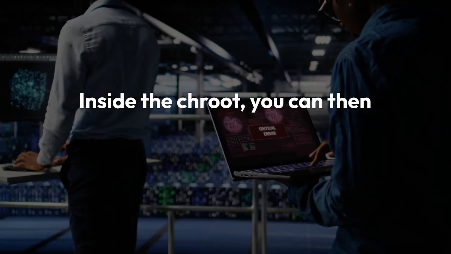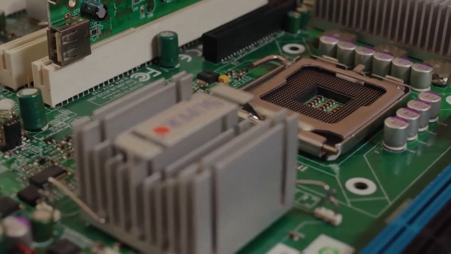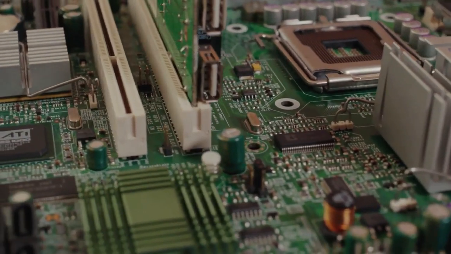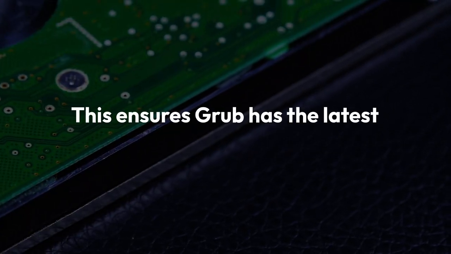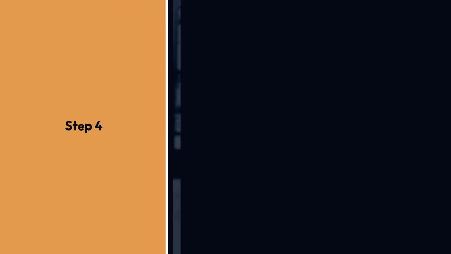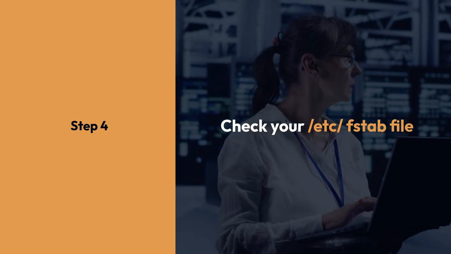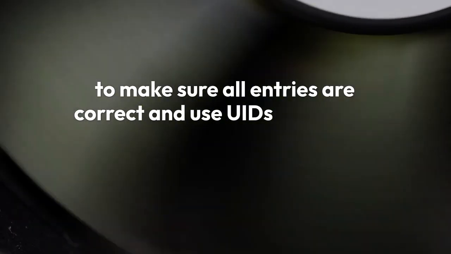Inside the chroot, you can then update your GRUB configuration by running sudo update-grub and sudo grub-install /dev/sda. Replace /dev/sda with your actual disk, not the partition. This ensures GRUB has the latest information. Also, check your /etc/fstab file, located at /mnt/etc/fstab from the live USB before chrooting, to make sure all entries are correct, and use UUIDs instead of device names for better reliability.